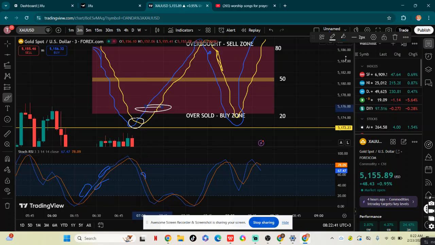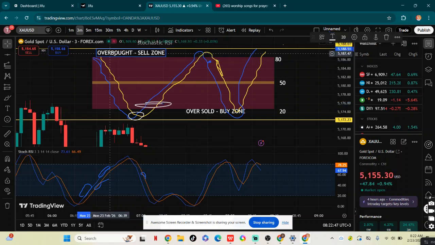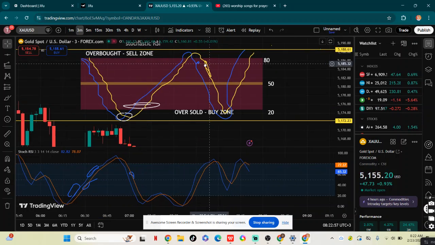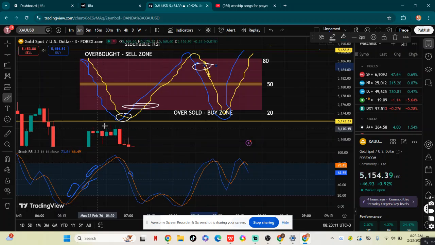Now when the market comes and they cross each other at our overbought region, it is an indication that this market is going to do what? To sell. So we only sell when the market enters this region like that. That's when we take a sell.